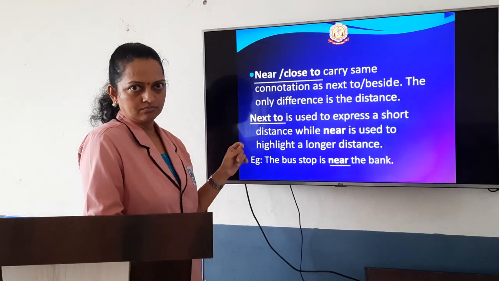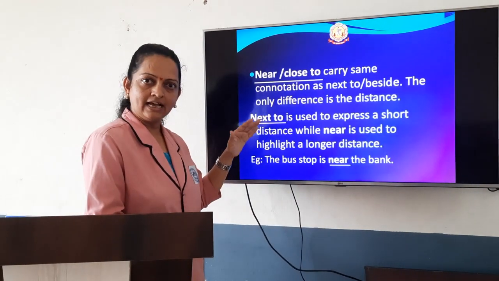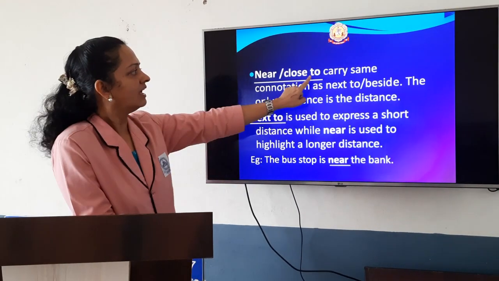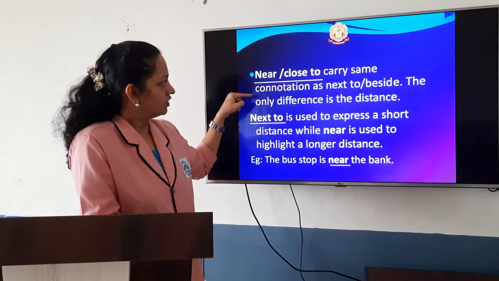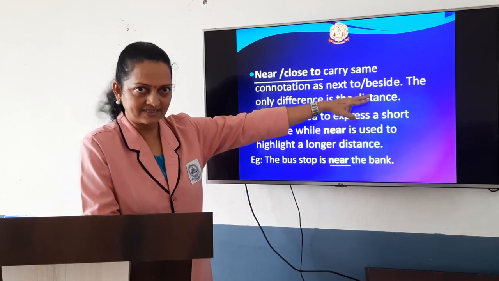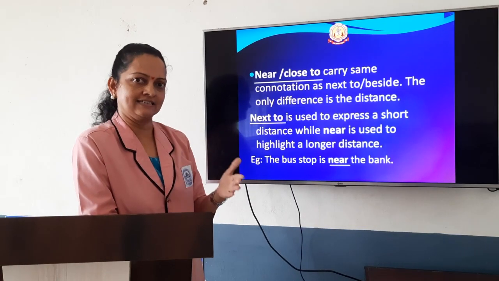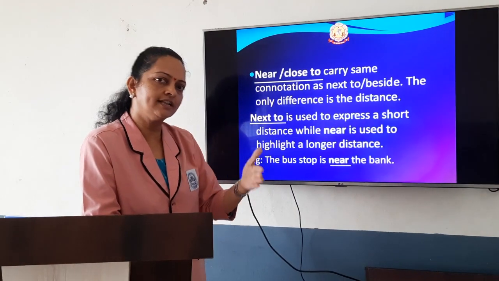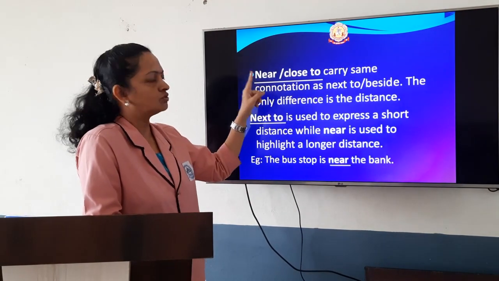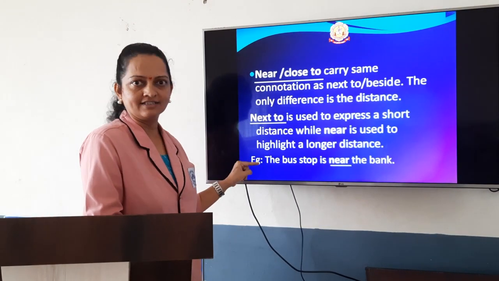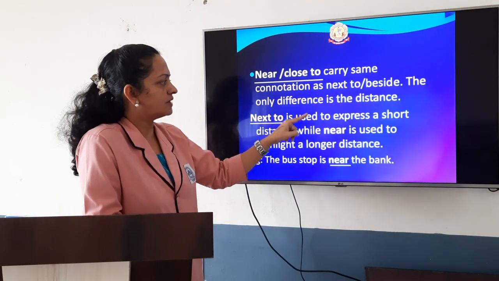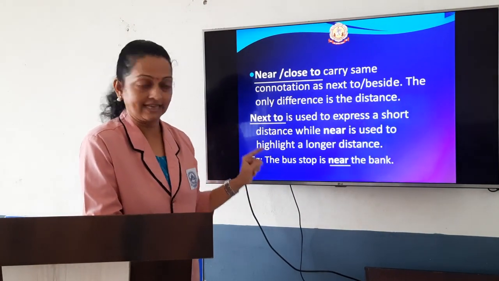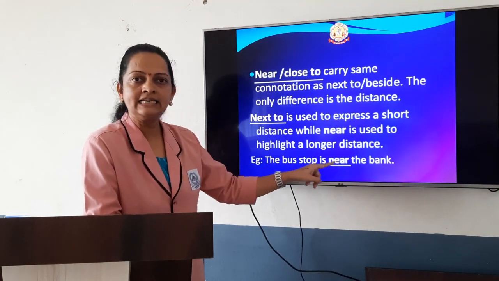Near and close to. Near or close to actually has not much difference from next to and beside. It denotes the same connotation as next to or beside. The only difference is the distance. Next to is used to express a short distance. Near or close to is used for a longer distance. Next to is used to express a short distance while near is used to highlight a longer distance. Example: the bus stop is near the bank.